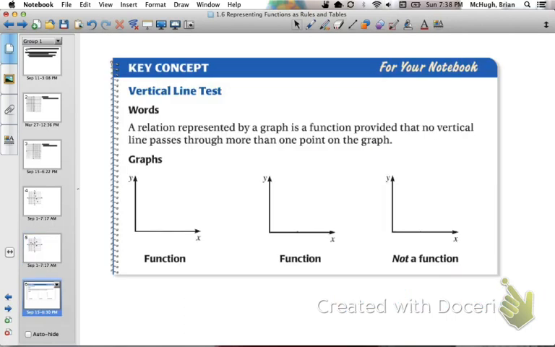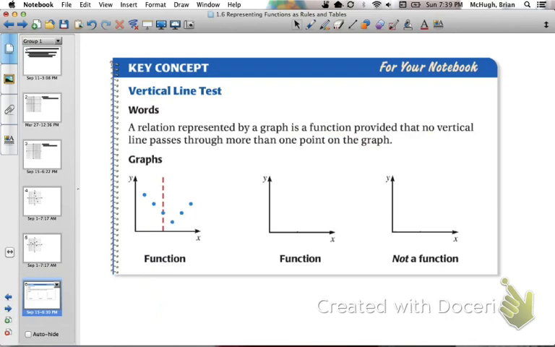And one way we can quickly determine whether a graph is a function or not is to use the vertical line test, which says that a relation represented by a graph is a function provided that no vertical line passes through more than one point on the graph at a time. And so you've got 3 example graphs here. Here is an example of a graph that clearly is a function. You can see the blue points scattered about, and no vertical line in that example passes through any more than one of those points at a time.